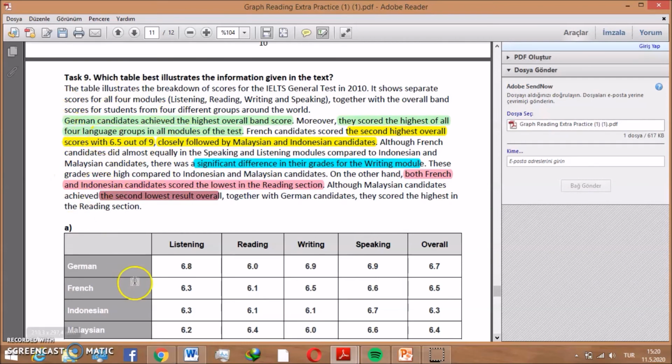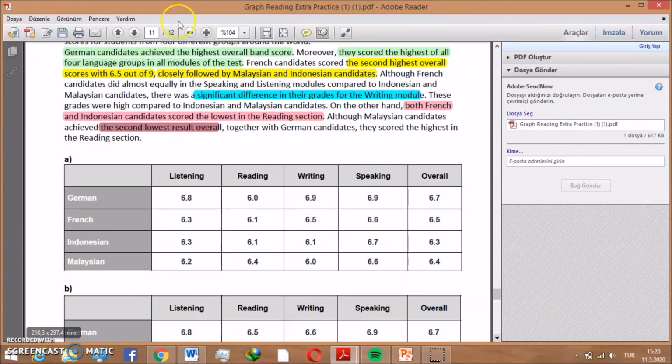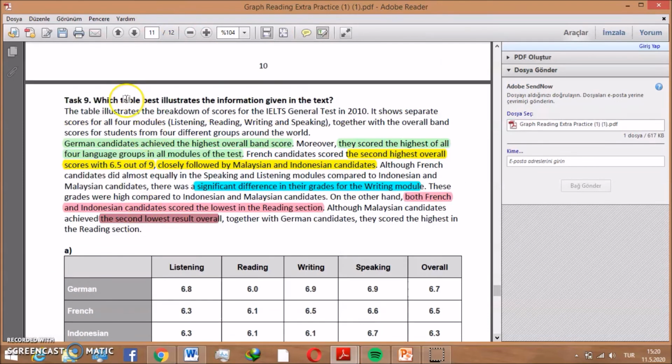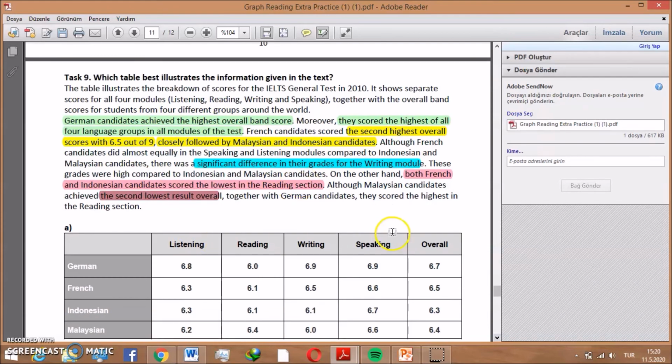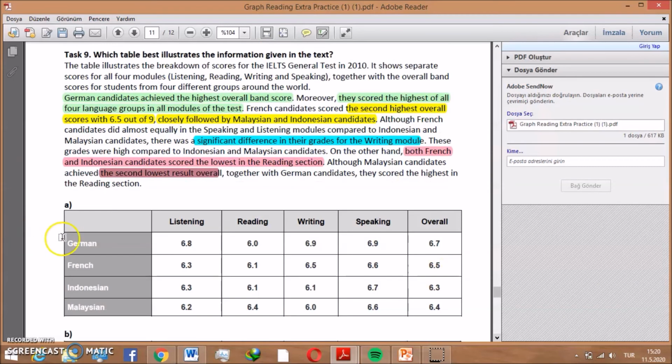So let's look at the table first of all before reading the description. So there are 4 countries here. If you read this part, you will get that too. So separate scores for all 4 parts: listening, reading, writing, and speaking. So they are here. And then there's overall result. And there are 4 countries here.